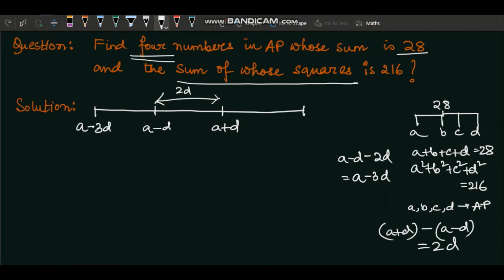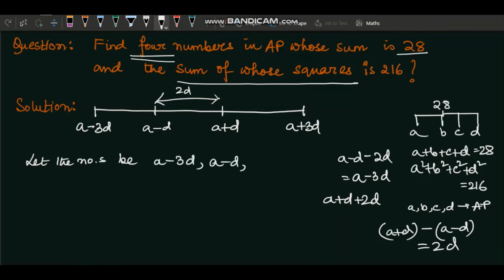And what should be the term right after A plus D? It should be A plus D plus 2D. That means it should be A plus 3D. So you assume the numbers to be A minus 3D, A minus D, A plus D and A plus 3D. So these are the 4 numbers taken in order.